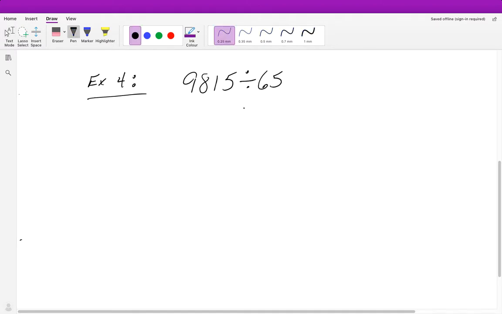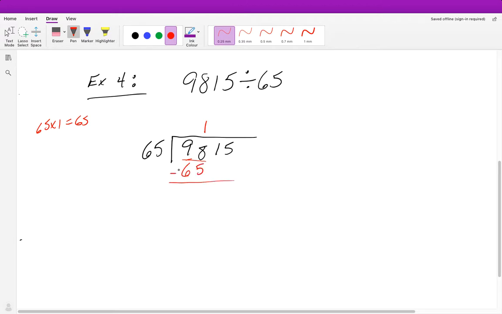All right, now this next example, 9,815 divided by 65. So 9,815 is being divided by 65. Just like before, well, 65 doesn't go into 9, so we'll look at the next digit. And 65 does go into 98 one time. So we'll do 65 times 1 is 65. And then we write that underneath the 98 and we're subtracting.